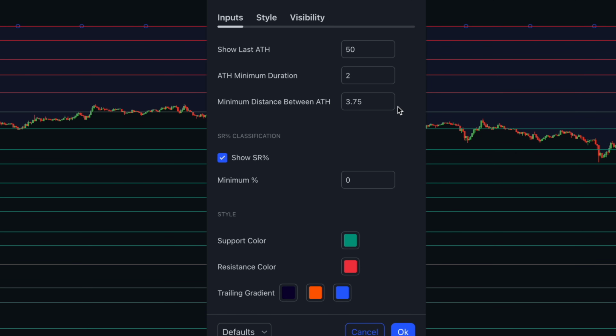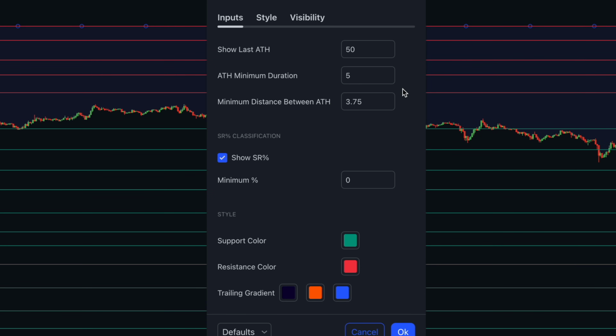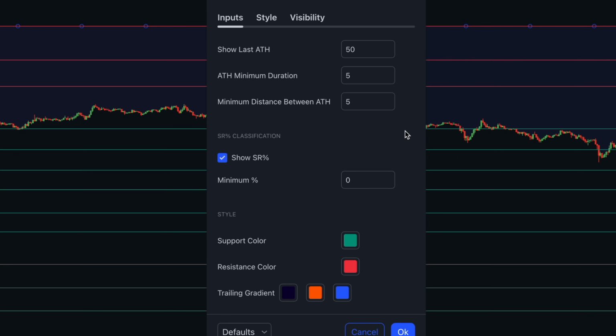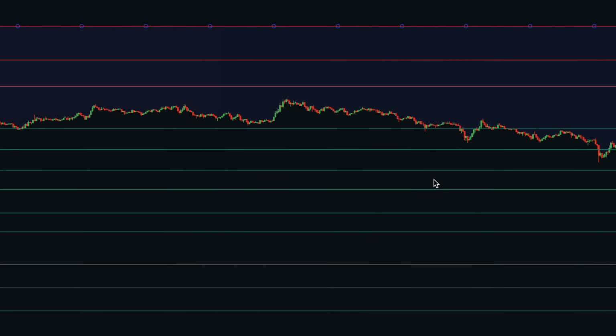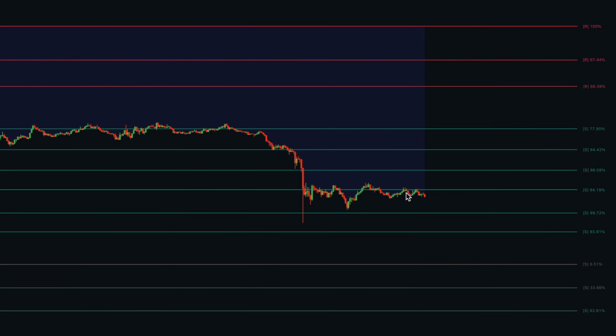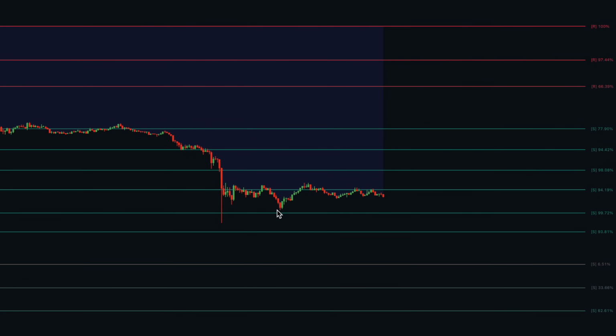You can filter out temporary ATHs using the ATH minimum duration setting, removing any ATH that lasts less than your specified number of bars. Higher values of this setting effectively preserve ATHs that become distinguishable peaks. These can offer more significant support and resistance levels.